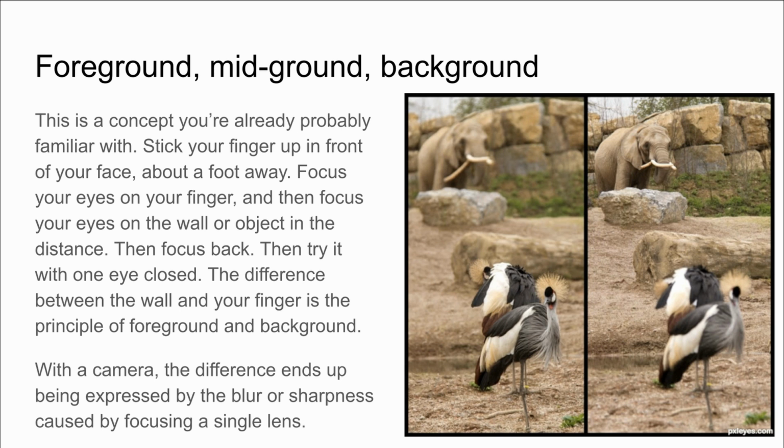With a camera, the difference ends up being expressed by the blur or sharpness caused by focusing a single lens. So the focal distance between the lens of your eye and your retina is much shorter, so you get a slightly different effect. It's hard to see blurry unless you actually have a shape issue with your retina, which is what people like myself who are nearsighted would have, right? So if I take my glasses off like this and I look more than, I don't know, a foot away from me, things start to get a little blurry.